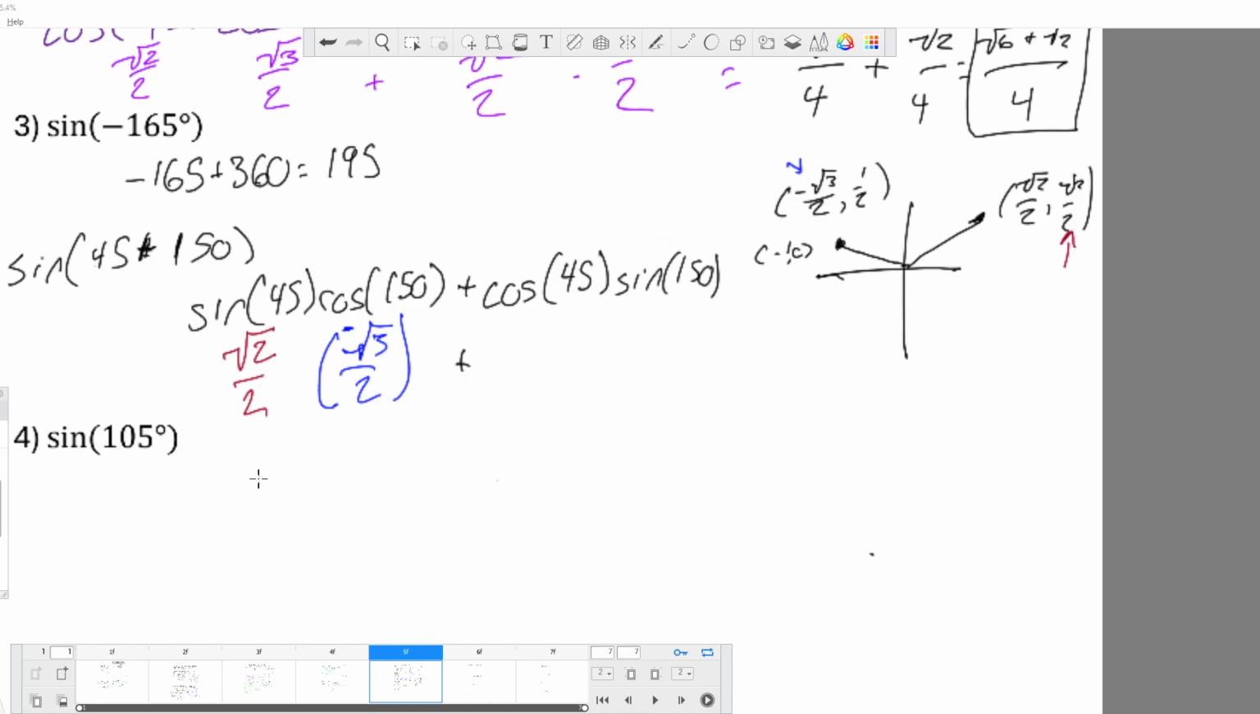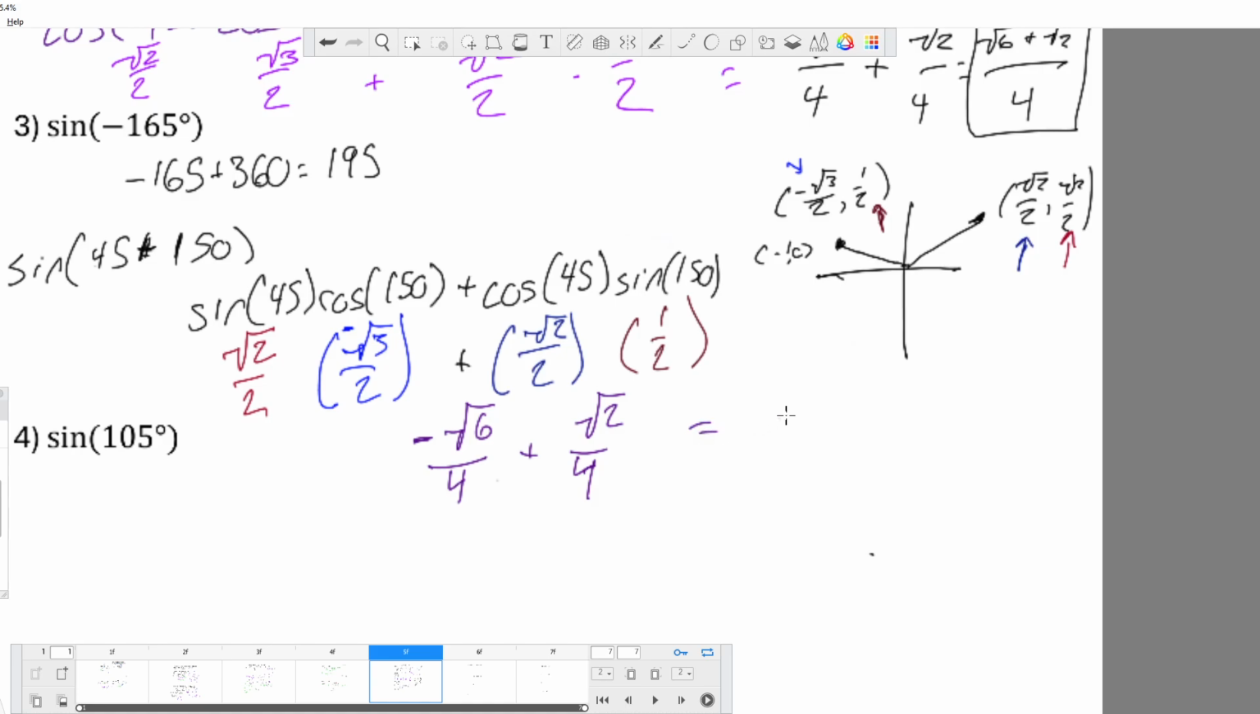plus the cosine of 45 and the sine of 150. Multiply all this together. We end up with negative square root of 6 over 4 plus square root of 2 over 4. So we add that together and we get, however you want to write it, negative square root of 6 plus square root of 2 over 4.